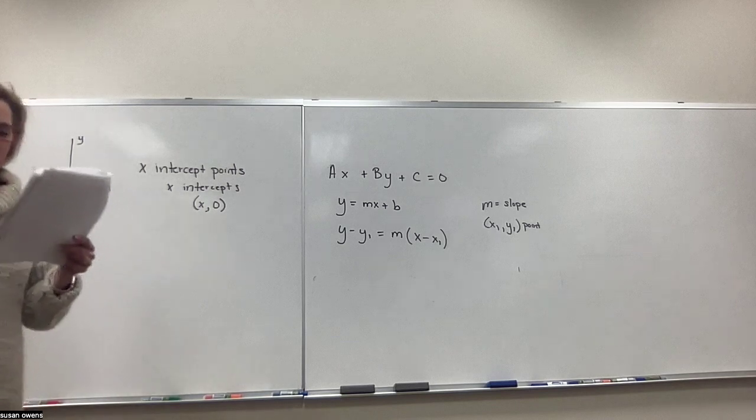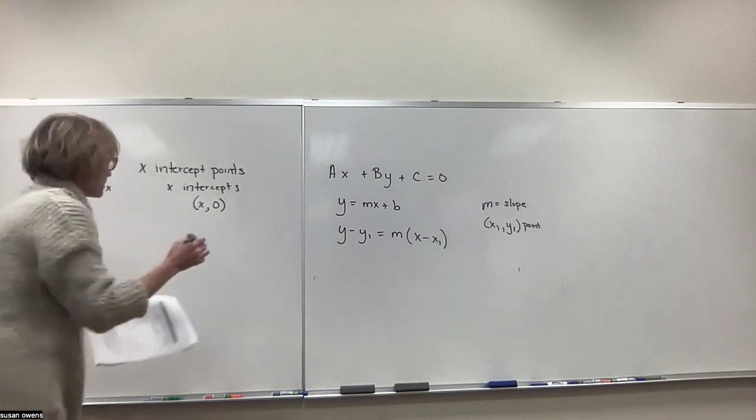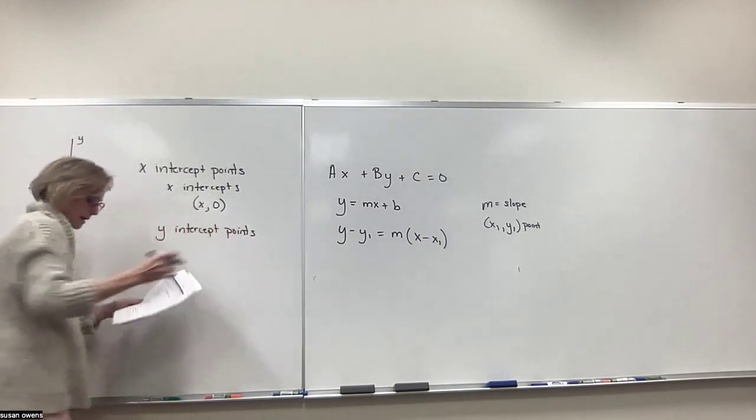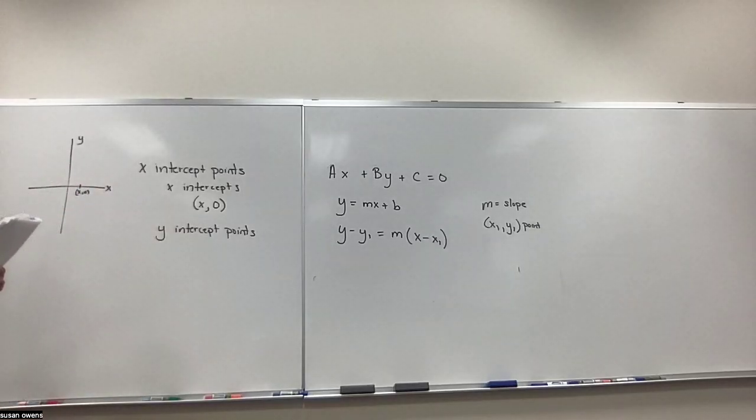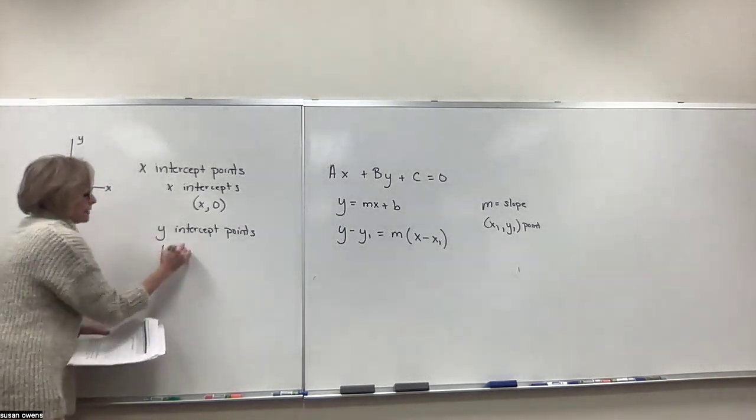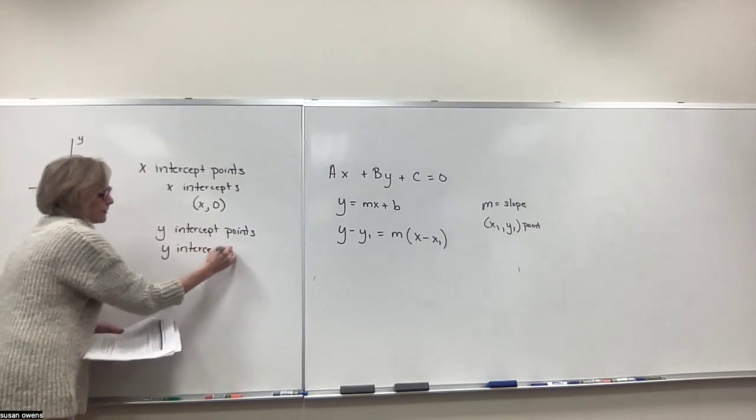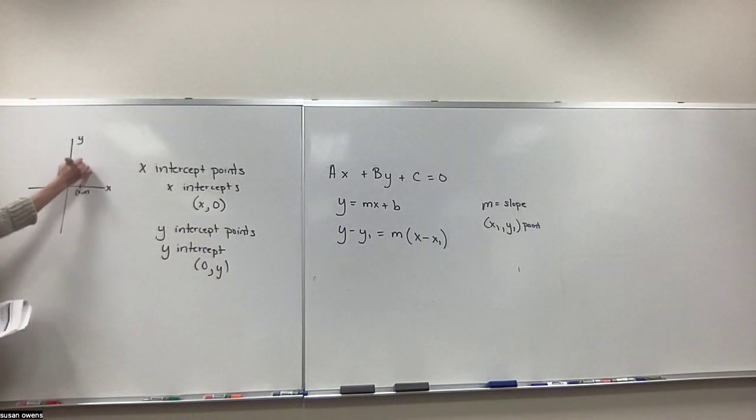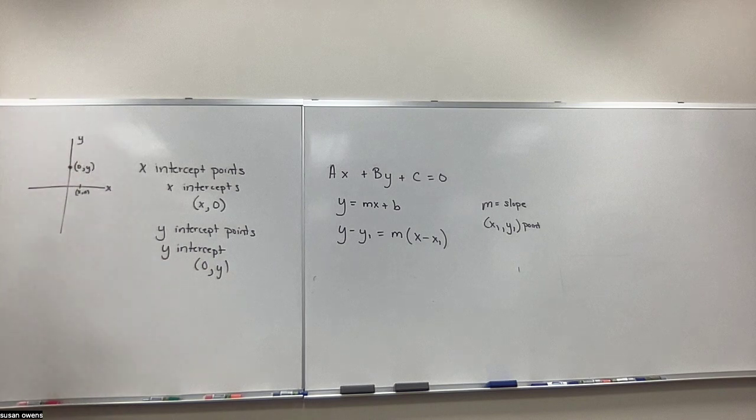Okay? The points where the graph intersects the y-axis are called the y-intercept points. For those points, the x value is 0, and we have some value of y. So that would be on the y-axis. The x value is 0, and we've gone up or down some amount y. To find the y-intercepts, we set the x value equal to 0. To find the x-intercept, we set the y value to 0. So that's all we would do with the equation.